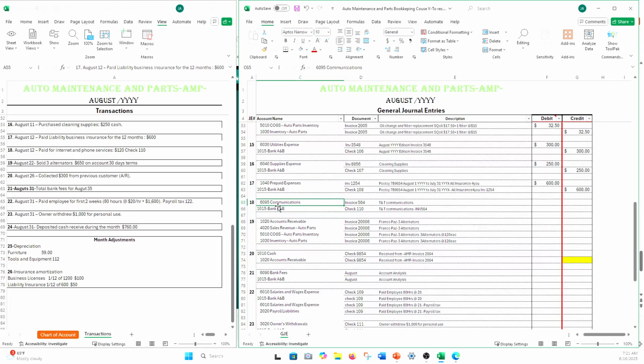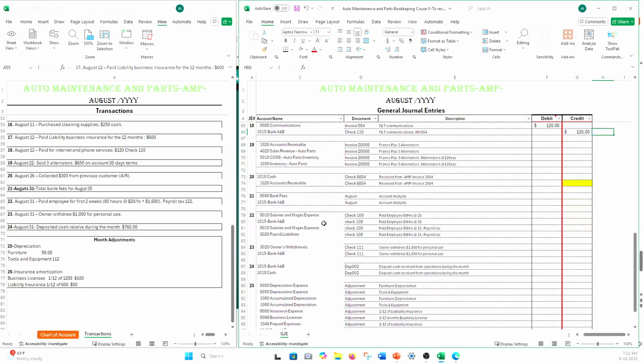August 12th, pay for internet and phone services. Internet and phone service can be considered communications. So we put the invoice number, the company name that we pay, and we say that it is $120, that we pay with check number 110, $120. Okay, so let's go to number 19.